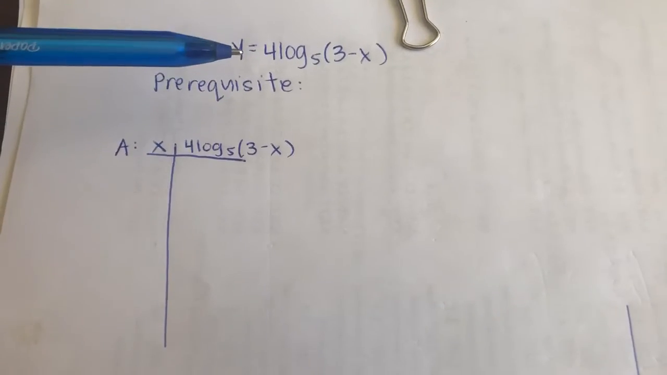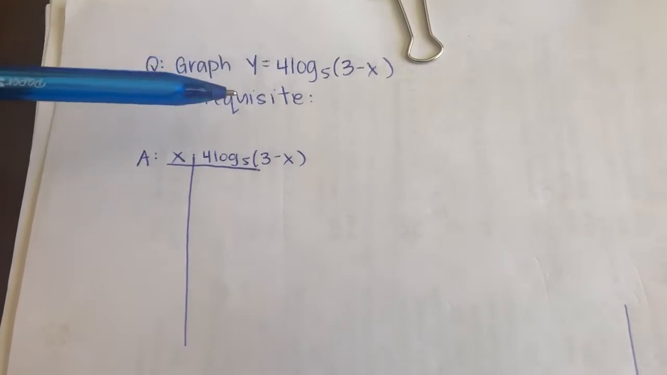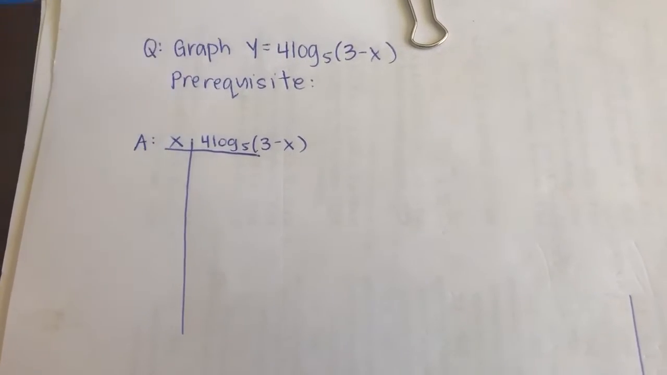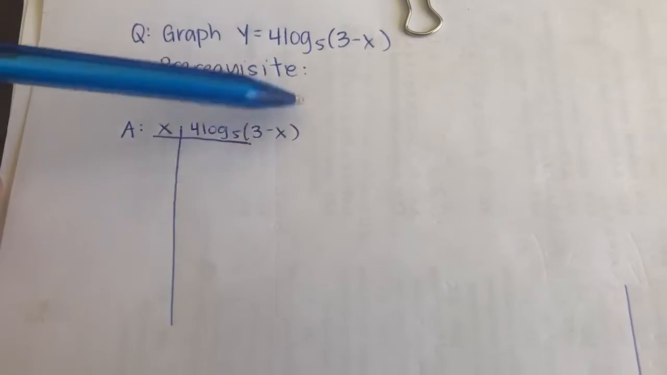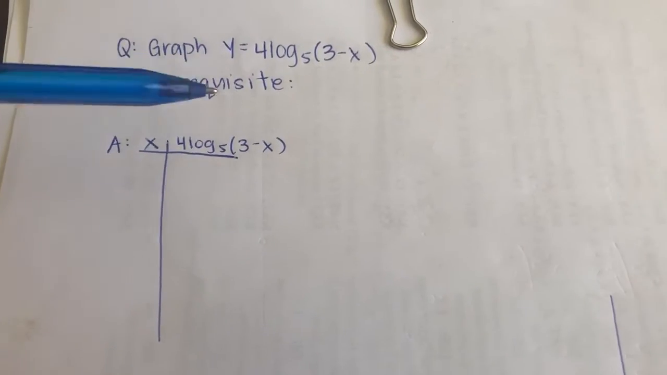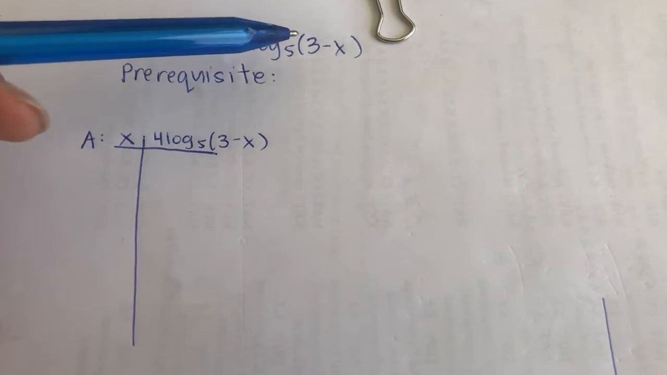This is related to what we learned the last couple weeks, but we actually never graphed logs because it wasn't in the textbook, so I didn't put it in our notes. You will be doing this in pre-calculus next year, so I wanted to go over this one more time so you're a little bit ahead of the game. So we're graphing y equals 4 log base 5 of (3 minus x).